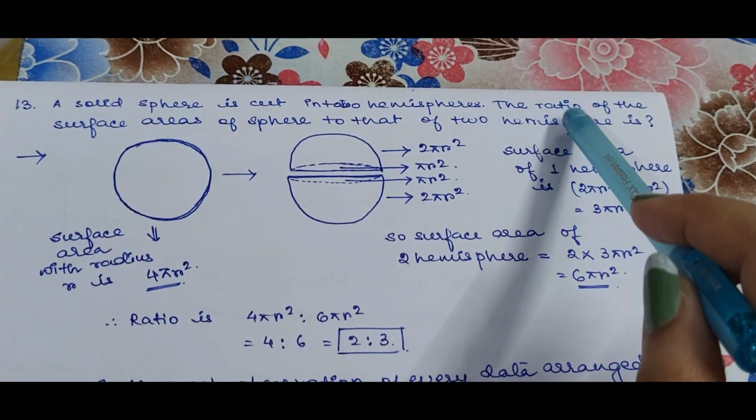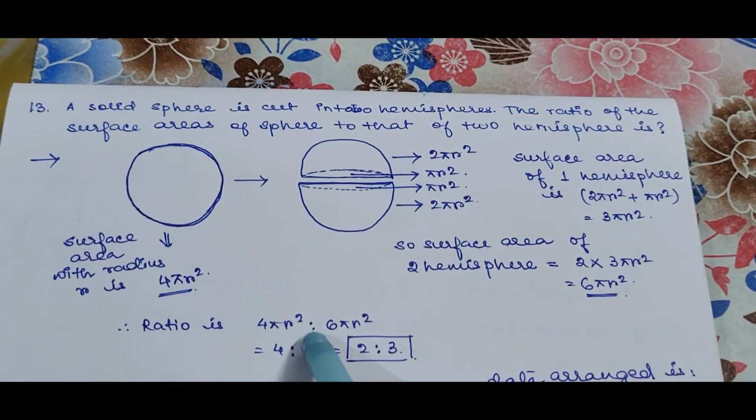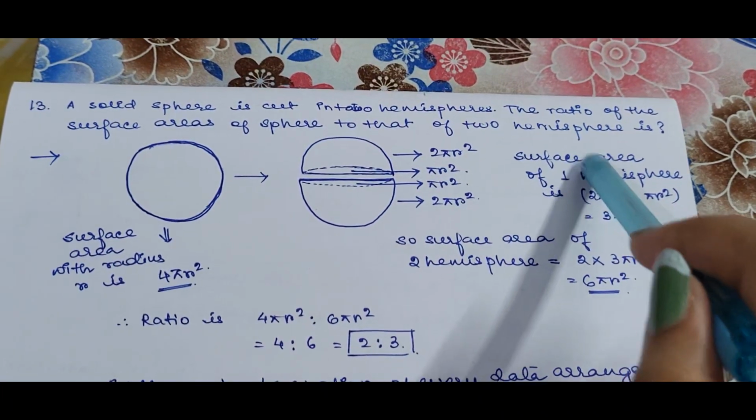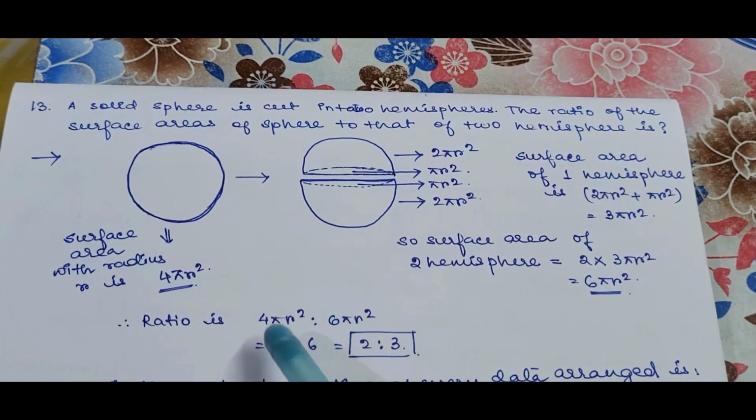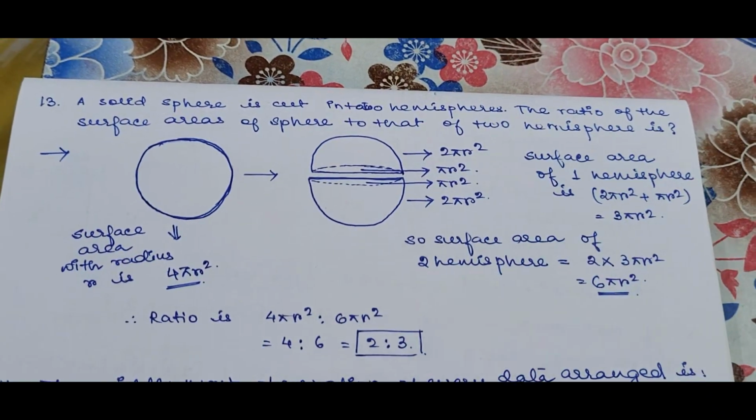Now we need to find the ratio of the surface areas of the sphere, which is 4 pi r square, to that of the two hemispheres, which is 6 pi r square. So 4 pi r square to 6 pi r square gives 2:3.